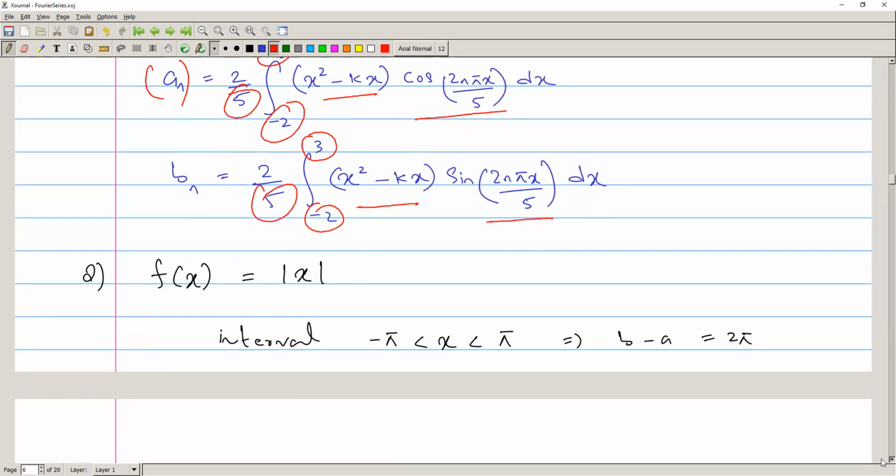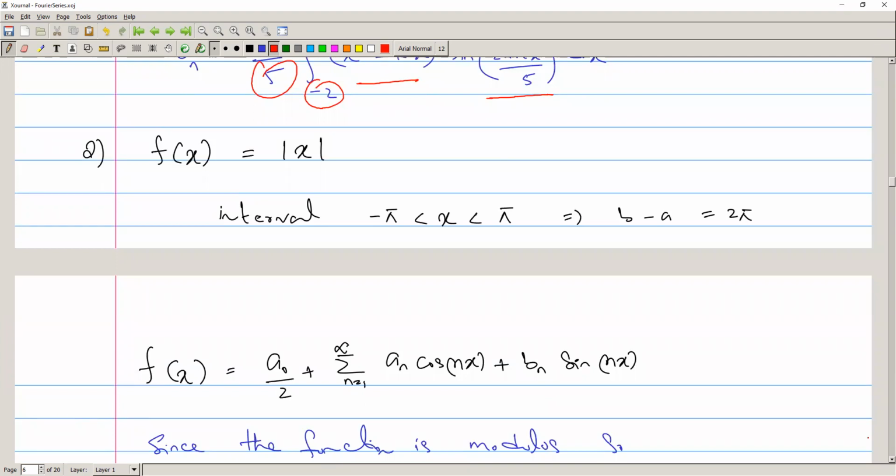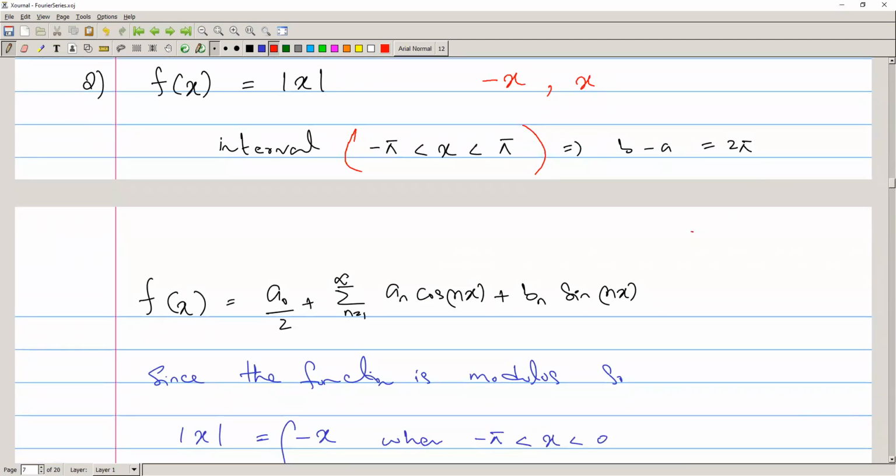Now this is a very important function. It's a modulus function, right? So for a modulus function, the first thing you have to do is break the intervals, because a modulus function means that it's negative as well as positive, right? In some interval it's negative and in some interval it's positive. So the interval is given from -pi to pi, and we can see that from -pi to 0, x will always be negative, right? And from 0 to pi, for sure x will be positive, right?